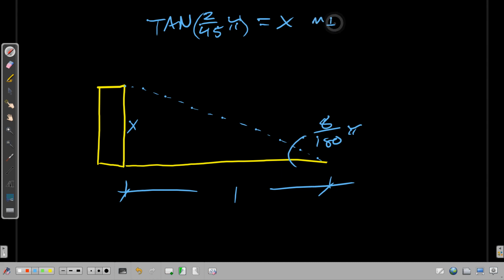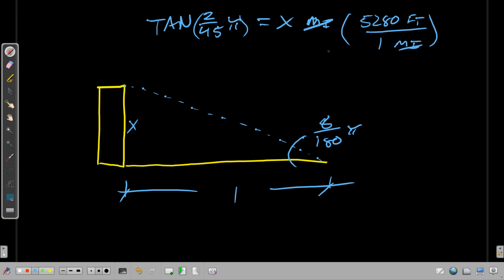Now this would be in miles, and they want us to calculate it in feet. So we would need to multiply by 5280 feet over 1 mile. And then we are just multiplying by 1 right here because those two quantities are equal. The units cancel, and boom.